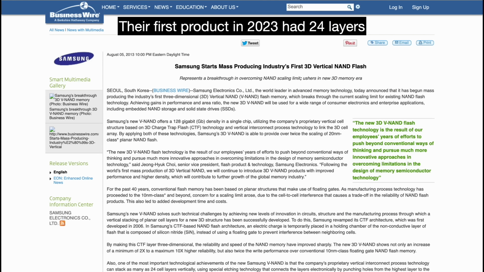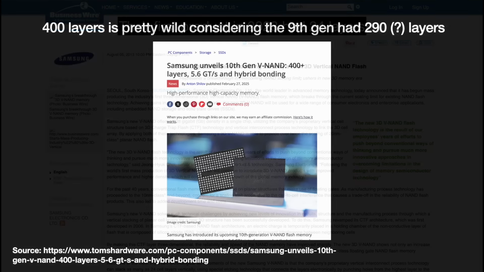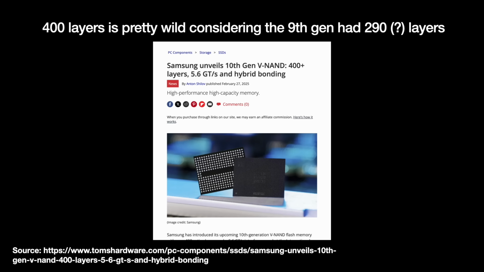In 2013, Samsung announced that it started to produce a 24-layer vertically stacked NAND for 128 gigabit memory, a breakthrough moment. They have maintained a yearly cadence ever since, and today their VNAND product is now in its 10th generation with over 400 layers. One can argue that flash memory, and NAND in particular, is one of the most successful semiconductor products to have ever been invented.